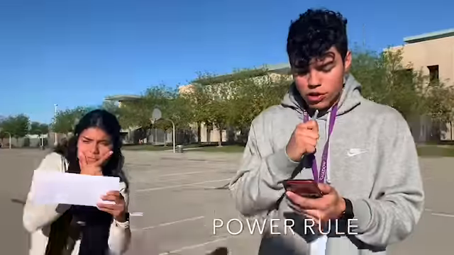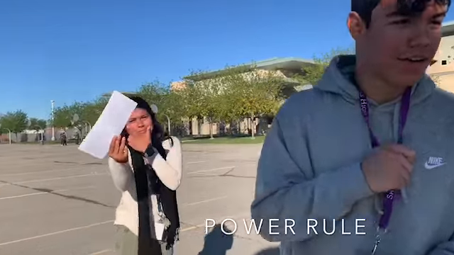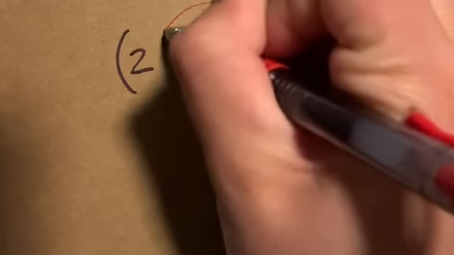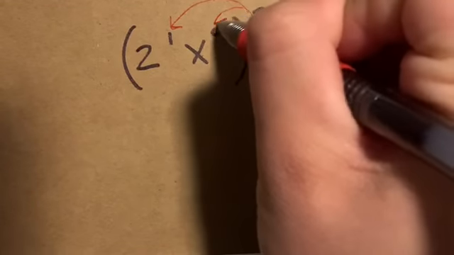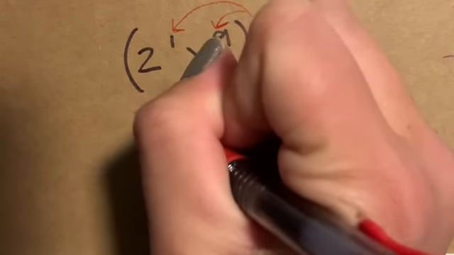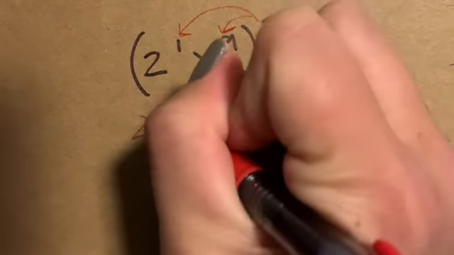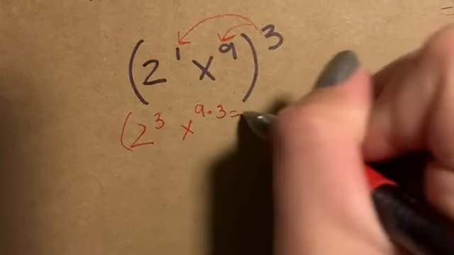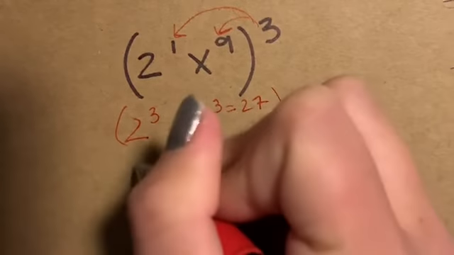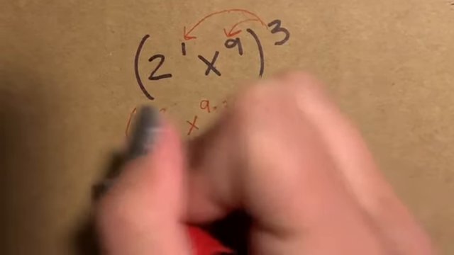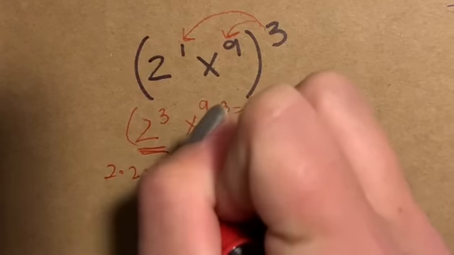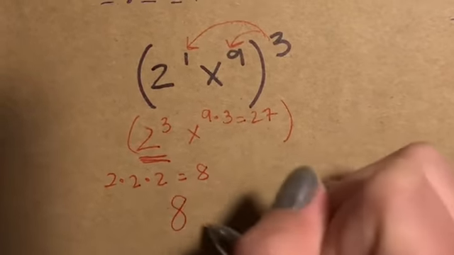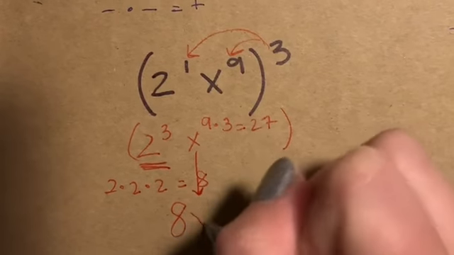Power rule is multiplying exponents. The power rule is when you multiply the outer exponent to the inside exponents. 1 times 3 is 3. Then x, 9 times 3 is 27. Then you continue solving. 2 times 2 times 2 is 8, while x becomes x to the 27th. Then you have your overall answer.